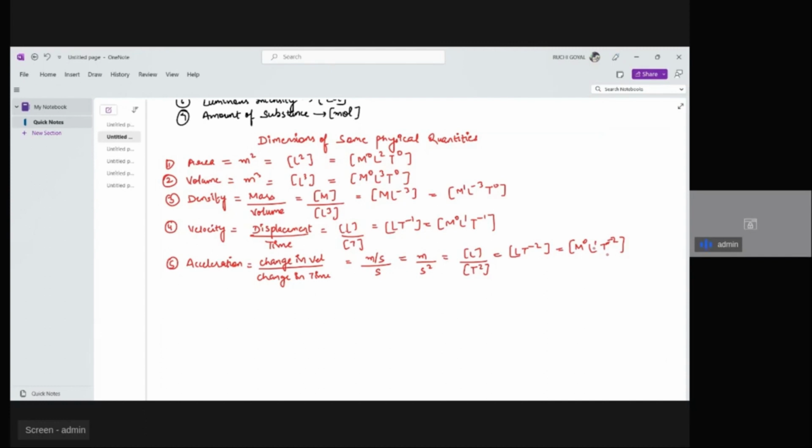Now next we can see force as well. Force is mass into acceleration.